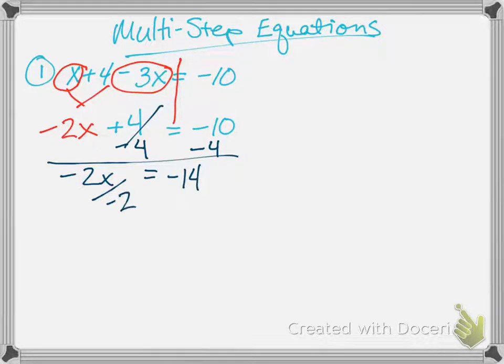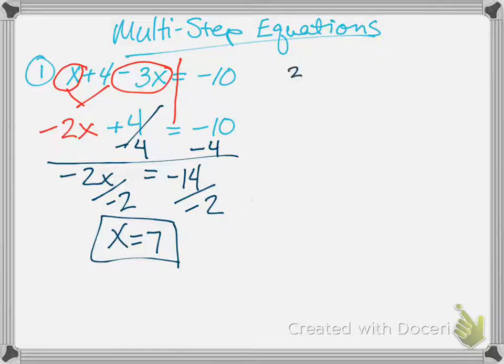Last thing, just divide by that negative 2. So we get a positive 7 for our first answer. So that's kind of your quick recap. Make sure you're combining any like terms before you start moving things to the other side of the equal sign.